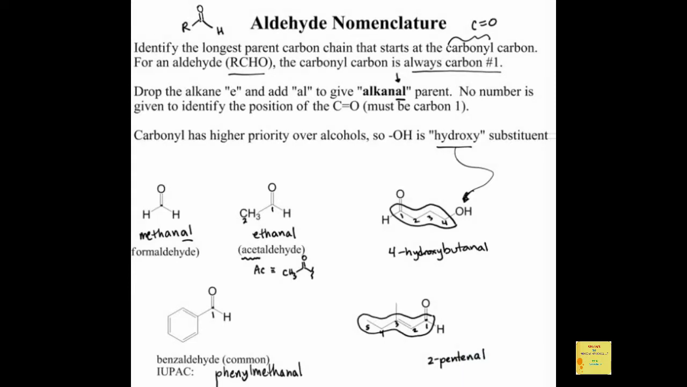Remember, there's no number for the aldehyde, so this number 2 must be referring to the location of that double bond. There's nothing else for it to mean. So 2-pentenal, and what else do we have? We have a methyl group at 3, so 3-methyl-2-pentenal.